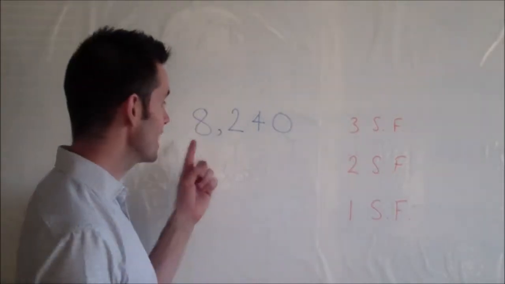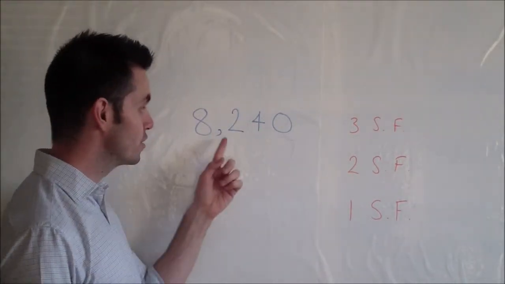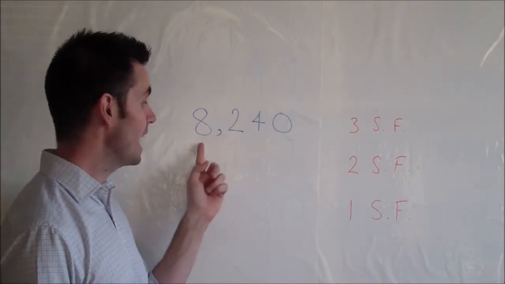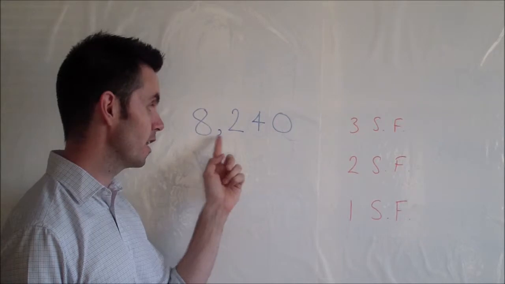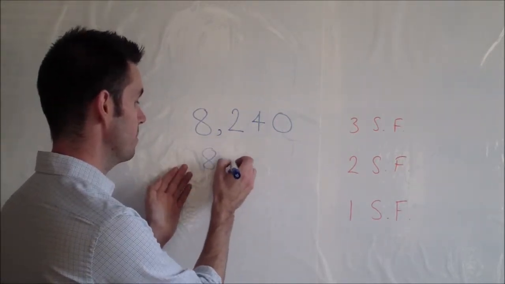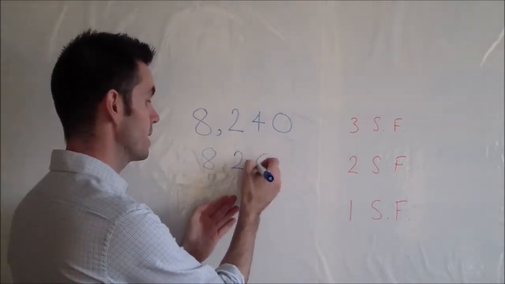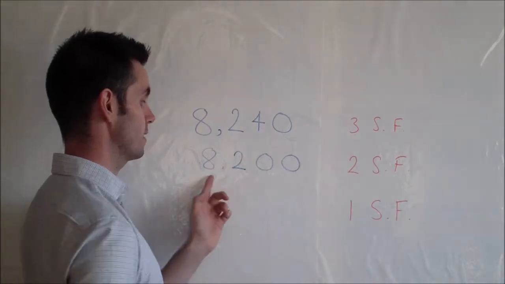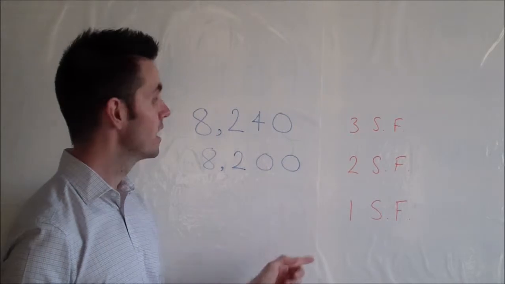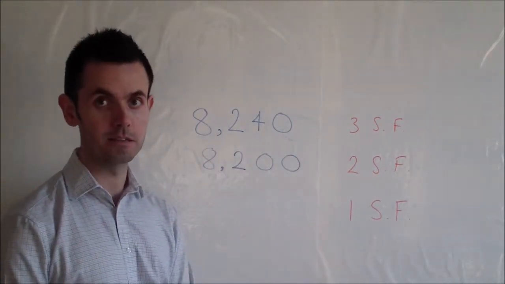How did you get on? Well, if you got the answer 8,200, you got the right answer. For 2 significant figures, we need to look at just the first 2 digits, 8 and 2, and we leave them as they are because the 4 is less than 5. So we write those in, 8 and 2, and then we need to put 2 zeros in as placeholders. So to 2 significant figures, the answer is 8,200. Now have a go writing the same number correct to 1 significant figure.